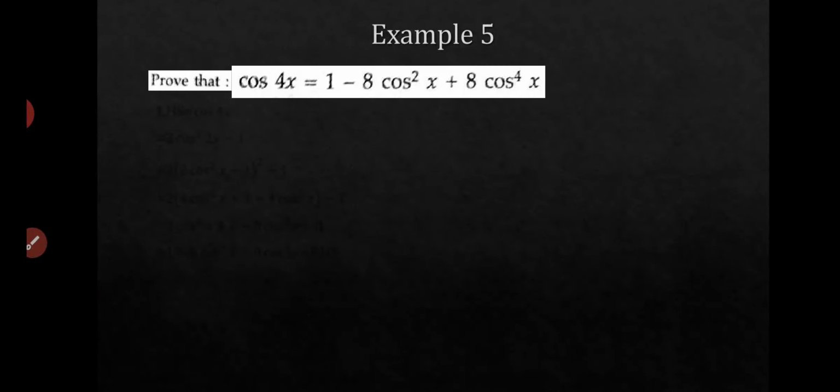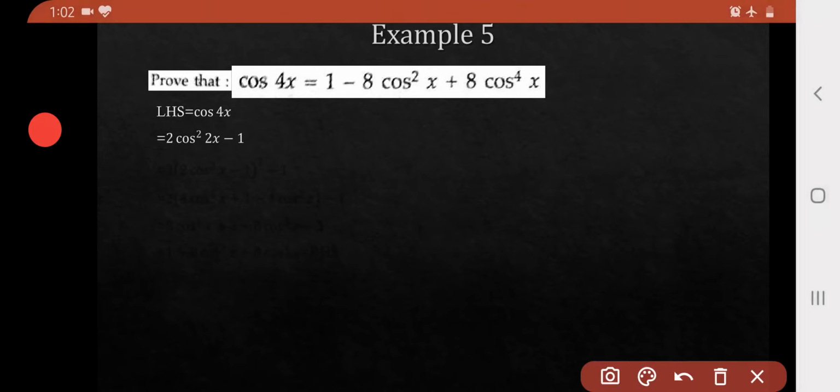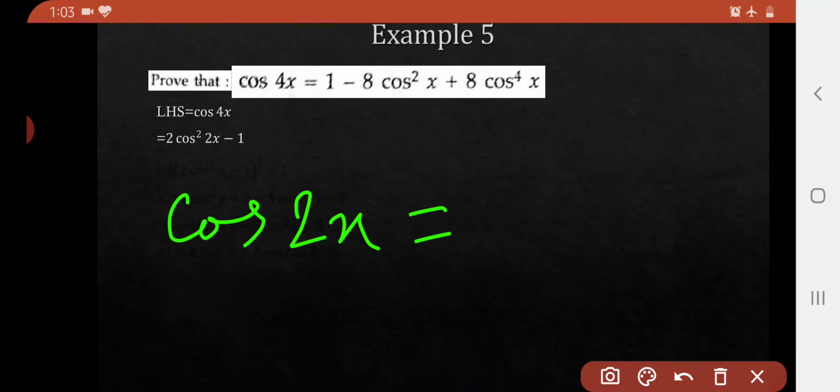Number 5, we have prove that cos 4x equals 1 minus 8 cos square x plus 8 cos to the power 4x. Looks a bit confusing, but it is not. Let us start off with the left hand side, that is cos 4x. Now cos 4x can be written as 2 cos square 2x minus 1. This was one of the formulas, you remember. We just have done it. So this is basically the formula that cos 2x can be written as 2 cos square x minus 1.